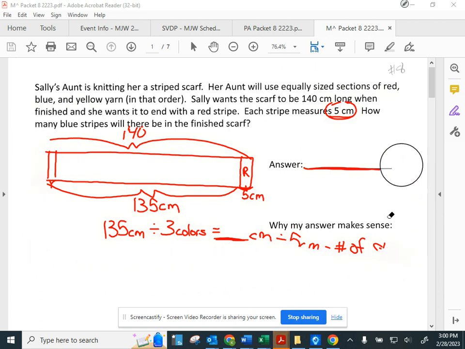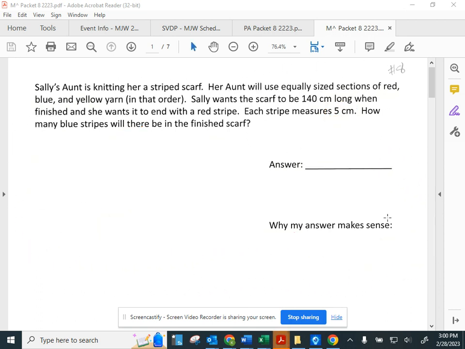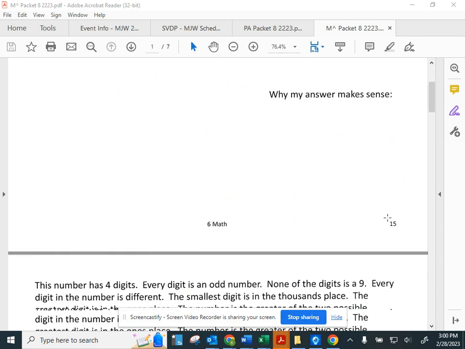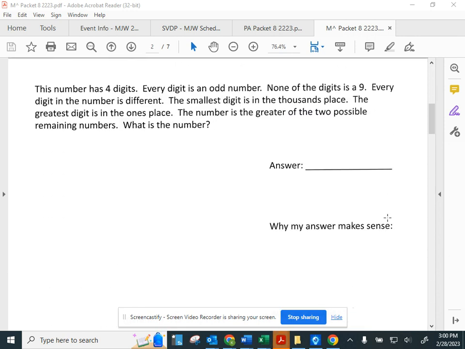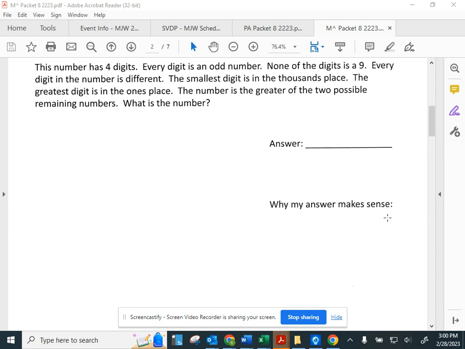Our second page, let's see what that says. This number has 4 digits. Every digit is an odd number. None of the digits is 9. So I have 1, 3, 5, 7. There's no 9. So those are my 4 digits. Every digit in the number is different. So I'm going to use these 4 numbers, all 4 of them, no repeats.